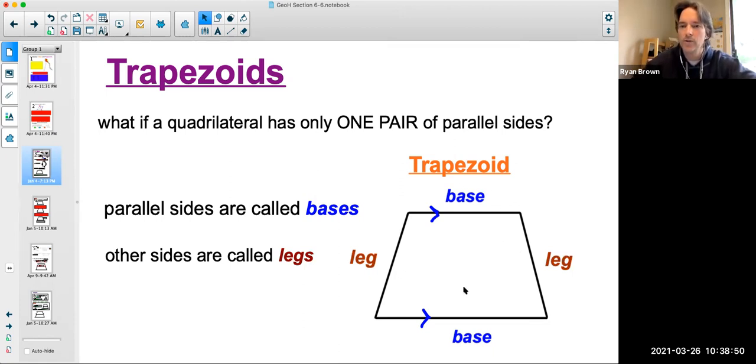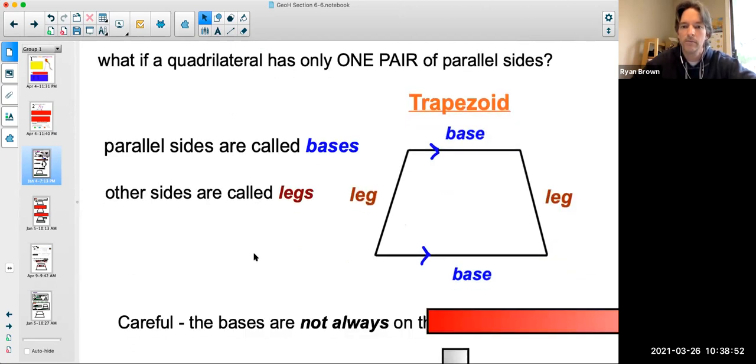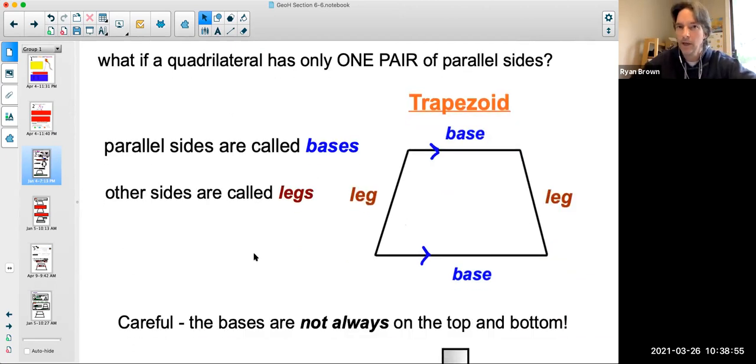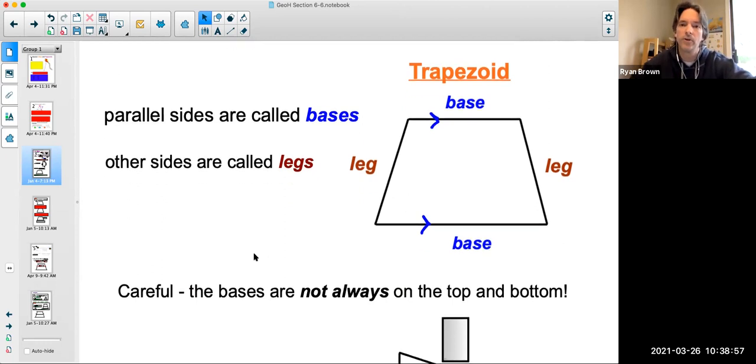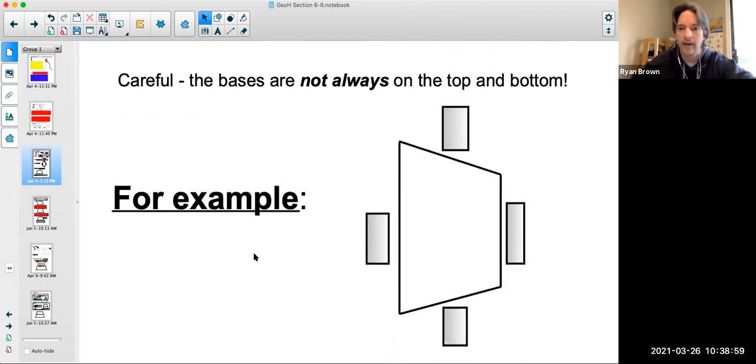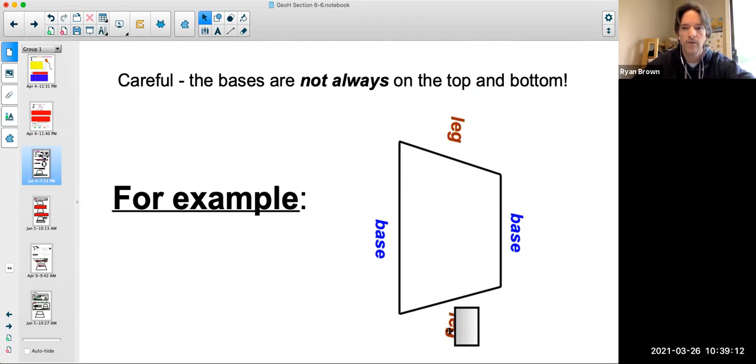But now just be careful. Let's not always associate bases with top and bottom. They're not always on the top and bottom. And I can show you. Let me spin my trapezoid around a little bit so it looks more like this. Now look at this one. Is the base top and bottom? No, because they're not parallel. Can you see where the bases are now? Here they are on the left and the right. So bases should always be the two sides that are parallel, and the legs are the two that are not.